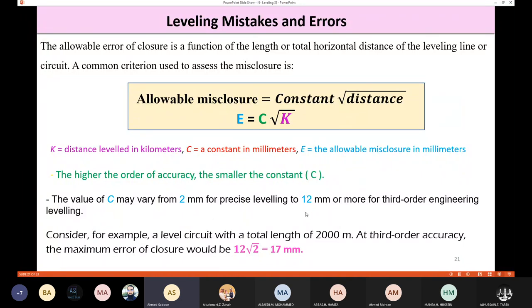Let's say that the value of C came out to be 12. You are working with third order accuracy, and the total length came out to be 2 kilometers. So here we have 2000 meters, but in the formula, you need to convert this value and substitute it in kilometers. So the value of E came out to be 12 square root of 2, which is 17 millimeters. So the acceptable error is 17 millimeters. If you get more than this value, the leveling is going to be rejected and repeated. If it's less than that value, then we are going to distribute these errors over the reduced levels.